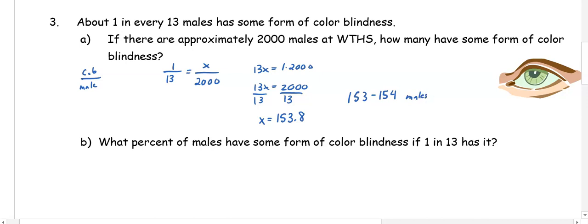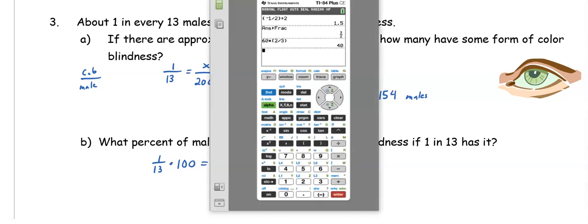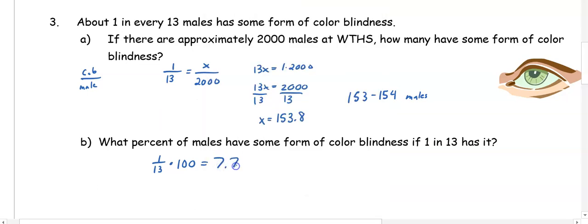What percentage of males have some form of color blindness? So to find our percentage, we're going to do 1 divided by 13 times 100. So 1 divided by 13, and then we're going to multiply that by 100. So our percentage here is going to be 7.7%.